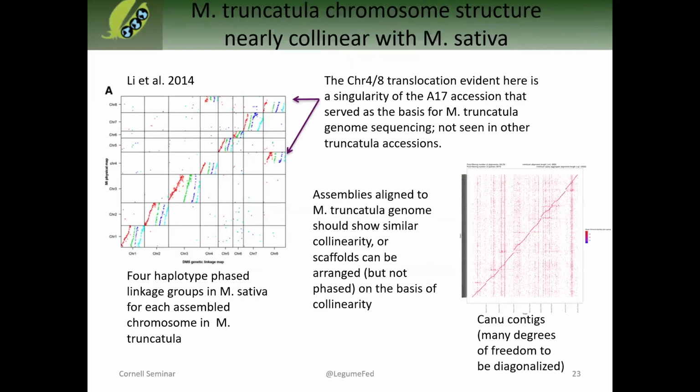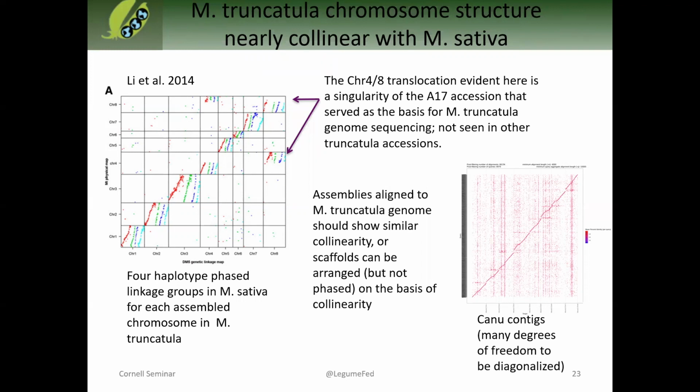All right, so we have the Medicago truncatula genome, and prior evidence from genetic maps within sativa showed us that essentially the two genomes are collinear, despite the fact that even at the haploid genome size, one is quite expanded, about almost twice as big as the other one.